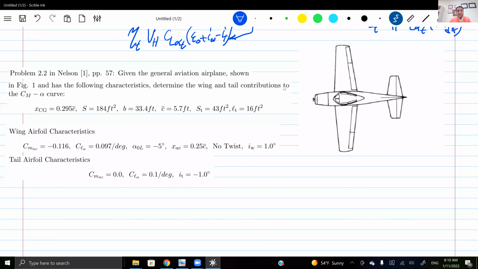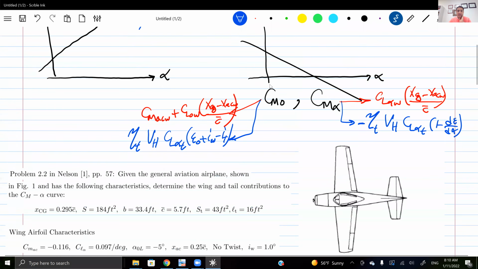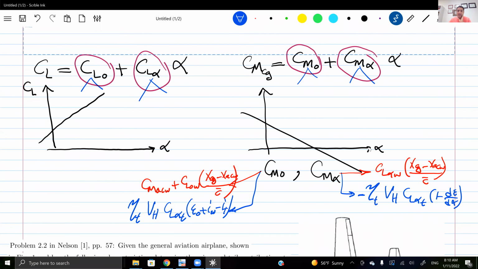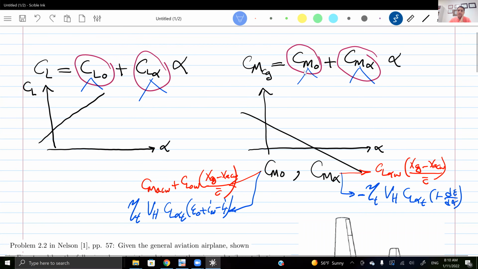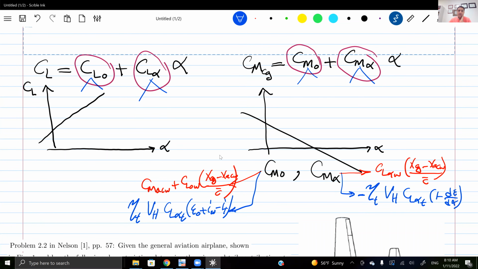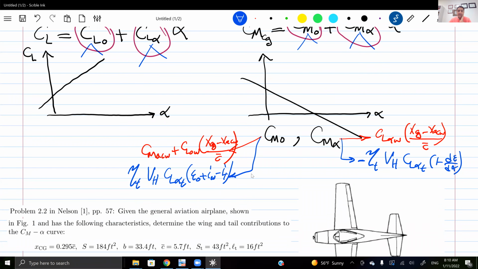Determine the wing and tail contributions to the CM versus alpha curve. This CM versus alpha is a line, and like any line, it's defined by two constants. Here are the two constants, CM naught and CM alpha. Each one of these constants has two contributions from wing and tail. So we need to determine these four numbers and add them together to get, respectively, the two numbers CM naught and CM alpha.